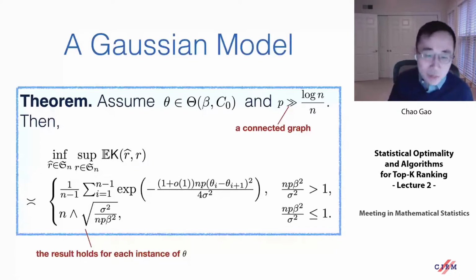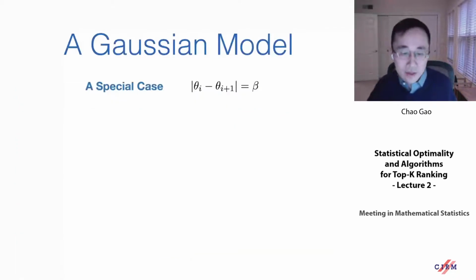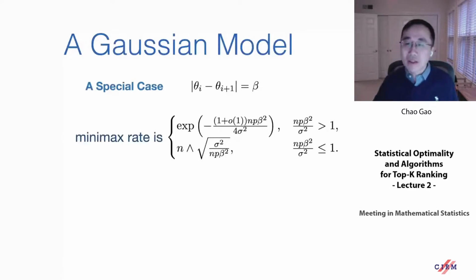So next, what I'm going to do is simplify the expression a little bit and talk about the phase transition phenomenon. Let's consider the following special case, where the difference between theta I and theta I plus one is exactly beta. Then the minimax rate can be simplified as this expression. We have the signal to noise ratio, n p beta squared over sigma squared, right? So the rate is either an exponential function of the signal to noise ratio or a polynomial function.